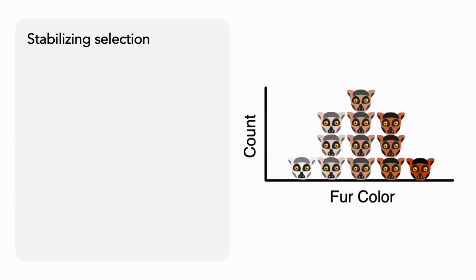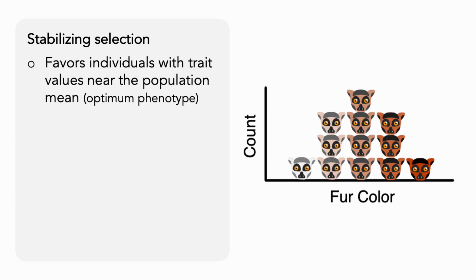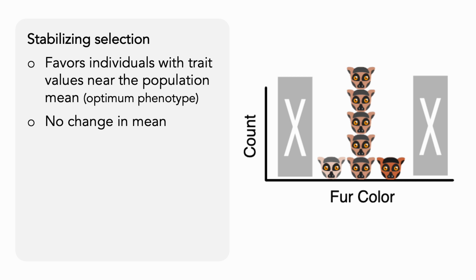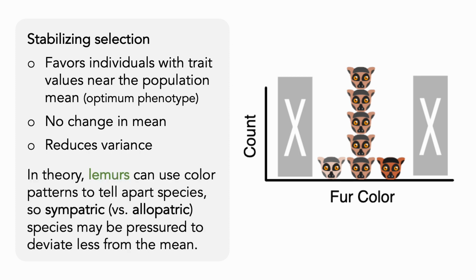Stabilizing selection favors individuals with trait values near the population mean, which would be the optimum phenotype in that particular environment. In the previous case of directional selection, the optimum phenotype was to the right of the mean. But stabilizing selection does not change the mean trait value. What it does is reduce the variance around that mean. In the evolution of lemur fur color, in theory, because lemurs can use color patterns to tell apart different species, communities consisting of more than one species may pressure each lemur to deviate less from that population mean.